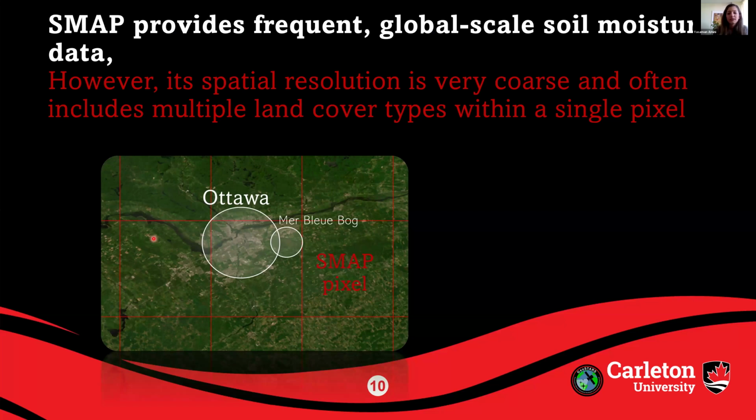To get more frequent and global soil moisture data, we can also use radiometer-based soil moisture products. But the challenge is that these sensors have a very coarse spatial resolution, which means each pixel covers a large area and often includes multiple land cover types. You can see an example in this image: just one SMAP pixel covers almost the entire Ottawa region, including Mer Bleue, part of the Ottawa River, and also croplands at the bottom. So we really don't know how much each of these land cover types contributes to the soil moisture estimation within just one pixel.